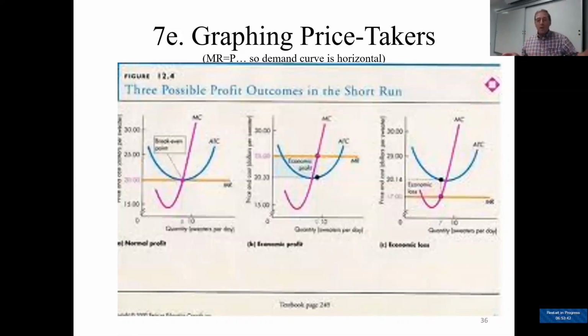So in all these graphs, the purpose is not to make you professionals at graph drawing, but to think in terms of, are you able to capture a market price that is higher than your average cost of production? If so, you're going to make a profit. But very quickly, others will enter the market, drive down the price such that the price is equal to the average total cost, and you have a zero economic profit.